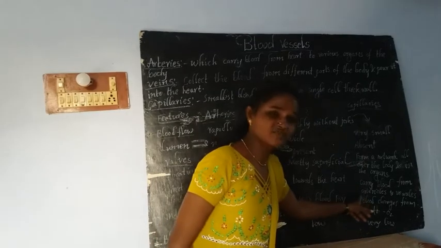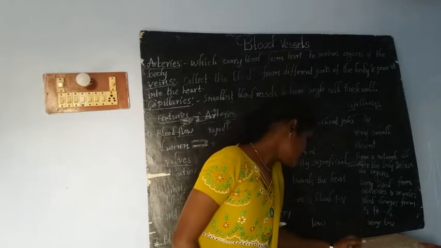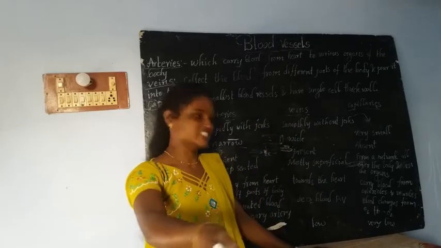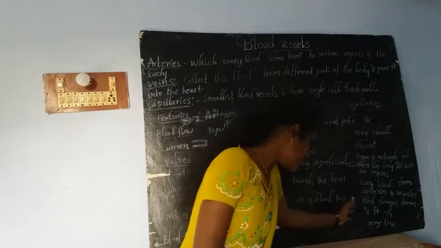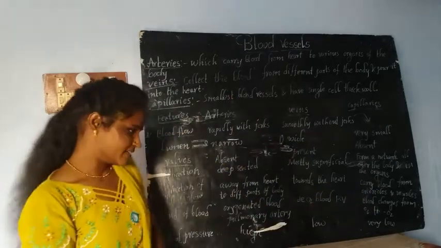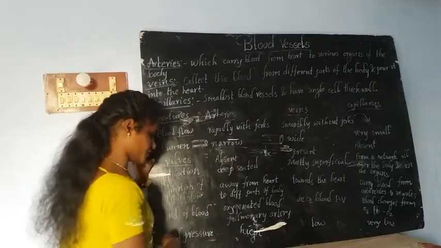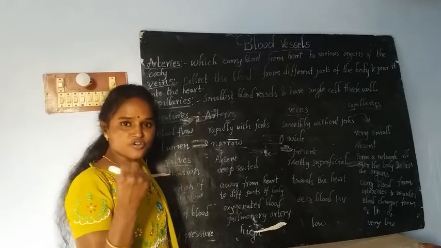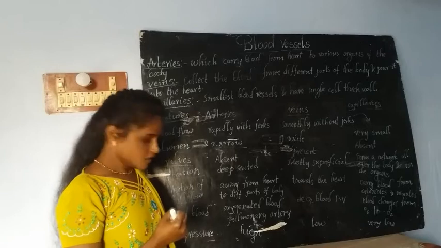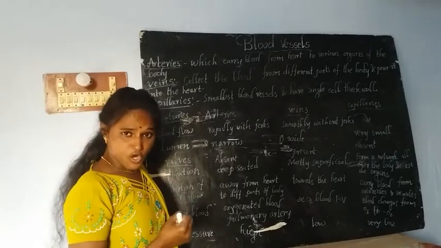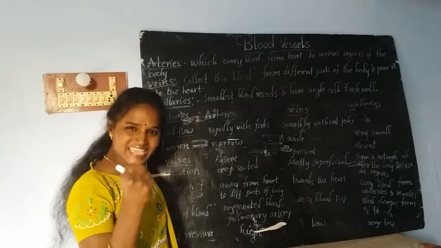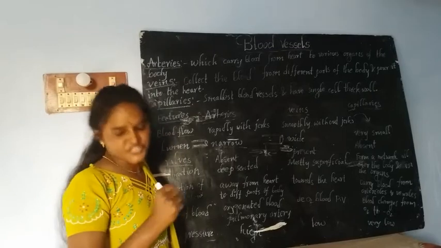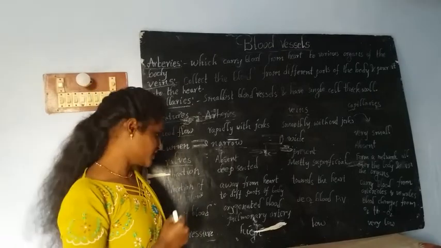Then see here, children, what is the function of capillaries? What are the capillaries doing? They convert oxygenated blood into deoxygenated blood. Then see here, blood pressure. What is blood pressure? While the heart is contracting, the blood enters into the arteries and creates a pressure on the walls of the arteries, and that pressure is called blood pressure.